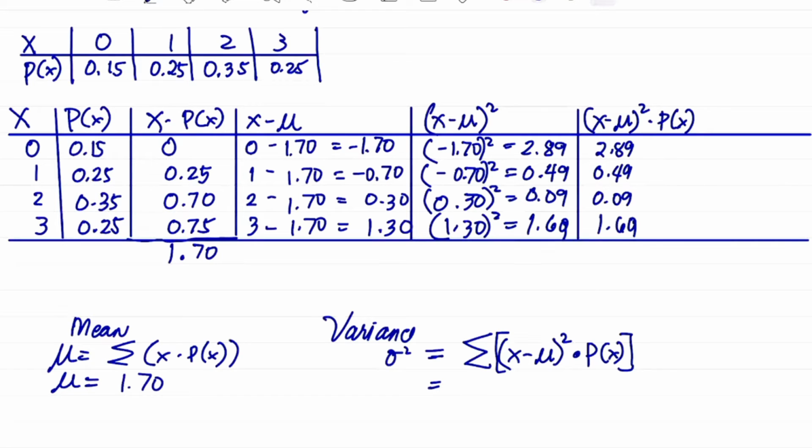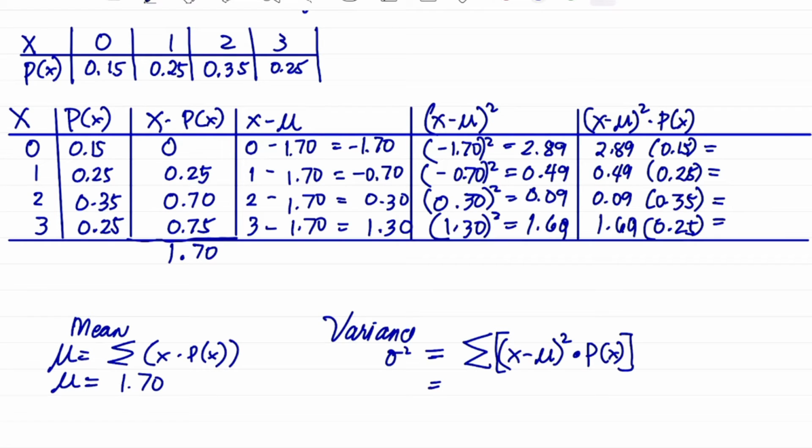We have 0.15, 0.25, 0.35, and 0.25. So find the product of this.